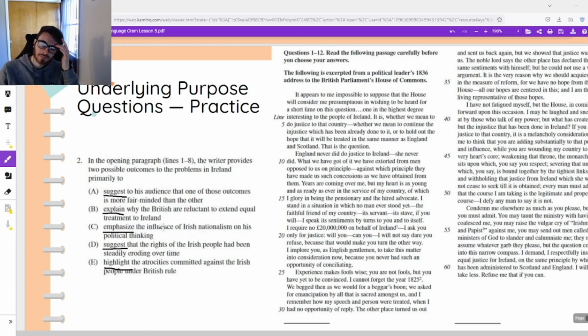So first, let's reread the first paragraph, right? Because that's where it tells us to look. Let's identify some evidence about the writer providing two possible outcomes, and some evidence about why he does that. And then we can do our verb scanning, and then we can try to find the correct option.